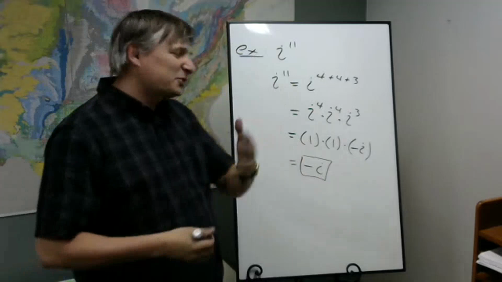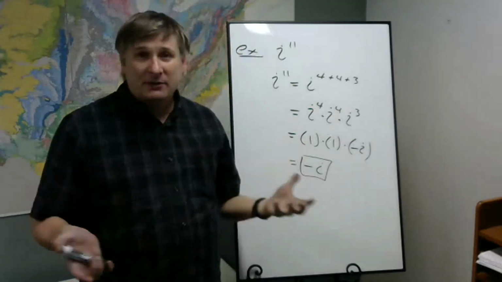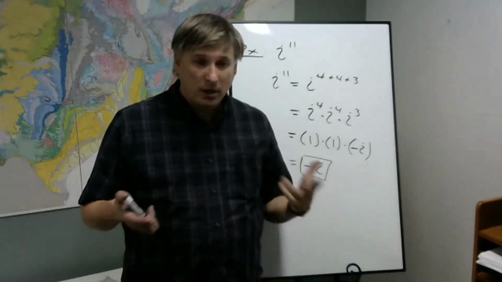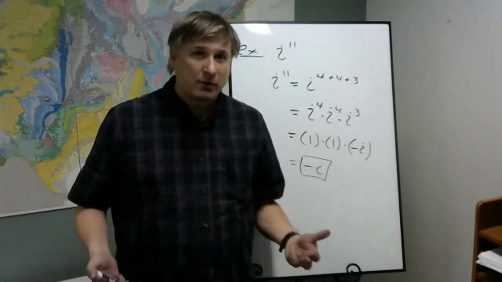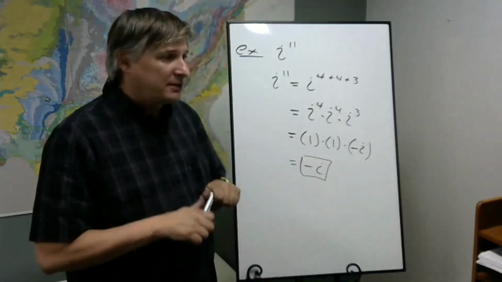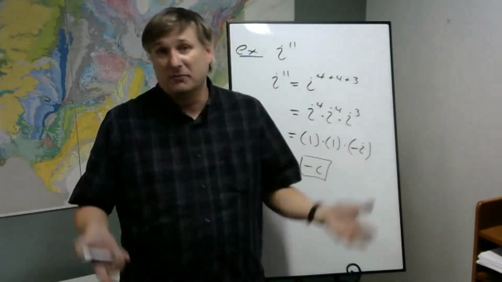So this is sort of a slick trick to figure it out, knowing that I to the 4 is always going to be equal to 1. I to the 3 is always equal to negative I. I to the 2, or I squared, is always negative 1. And I is just I, or the square root of negative 1.